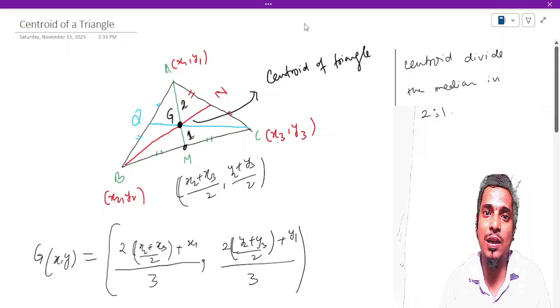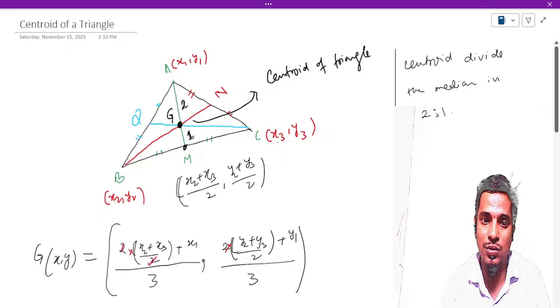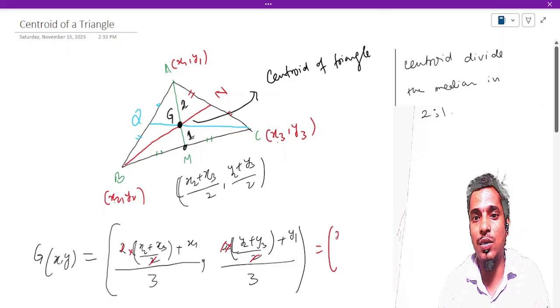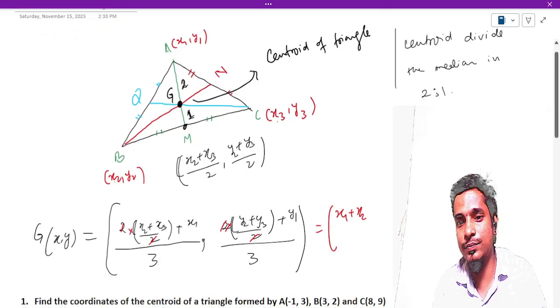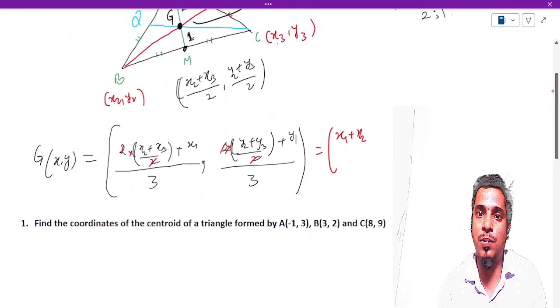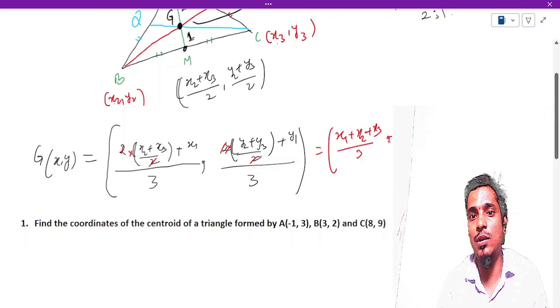Now we can see that this 2 is in multiplication with this, so the 2 and the 2 get cancelled, and we are left with x2 plus x3 plus x1. We can rearrange it and write it as x1 plus x2 plus x3 by 3. Likewise, we can write the y coordinate as y1 plus y2 plus y3 by 3.